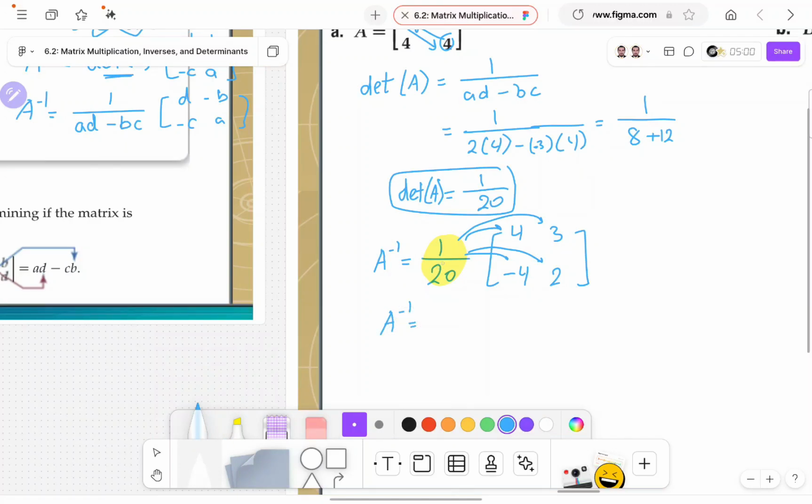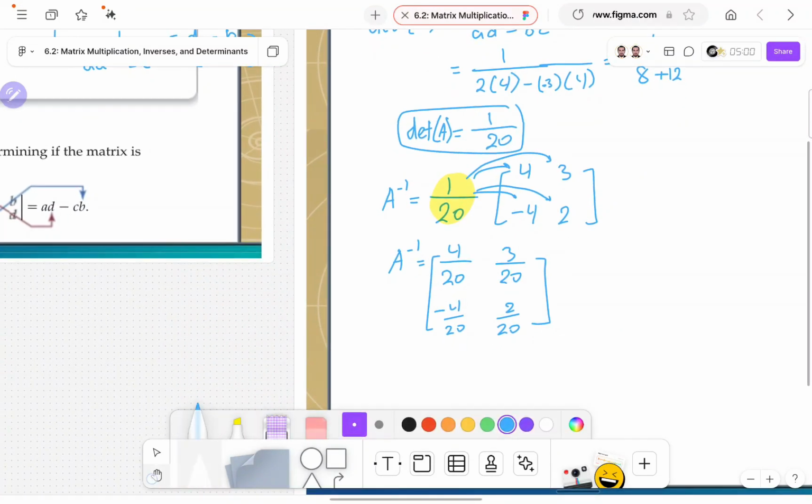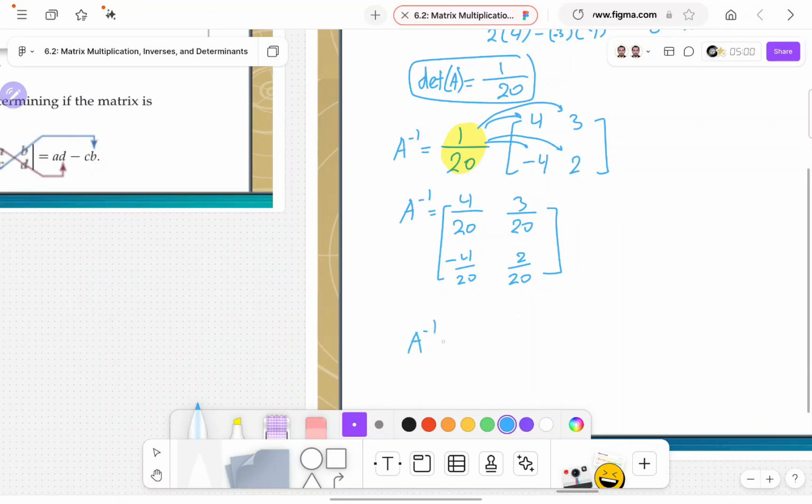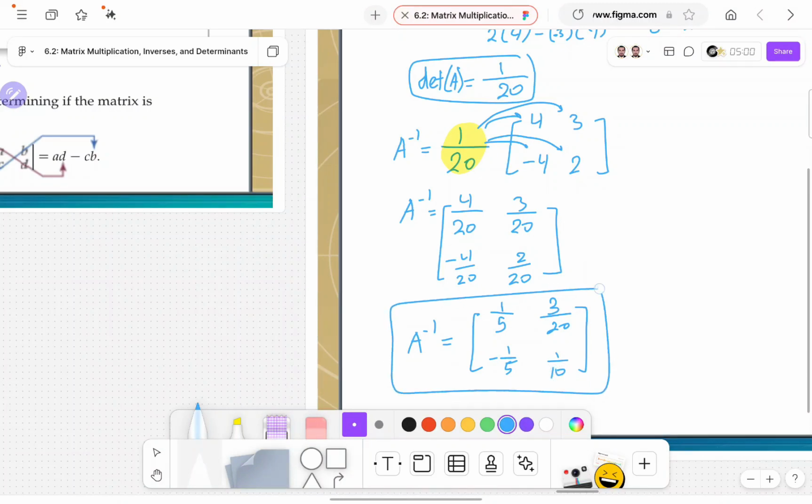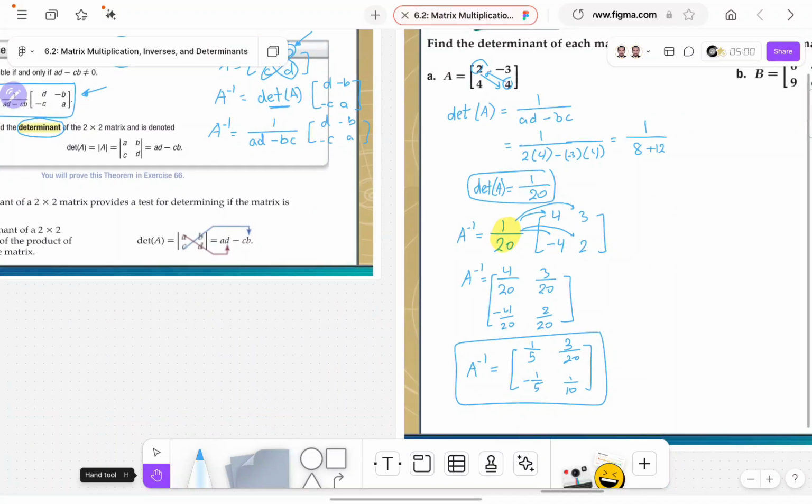Inverse of A: to multiply a fraction with a number, we just multiply with the numerator. 4 over 20, 3 over 20, -4 over 20, then 2 over 20. So this one is my matrix. Now simplify the matrix, anything that can be divided. 4 over 20 is 1 over 5. 3 over 20, nothing can be simplified here. -4 over 20 is -1 over 5. 2 over 20 is 1 over 10. So this one is the inverse of A. I hope you understand this.